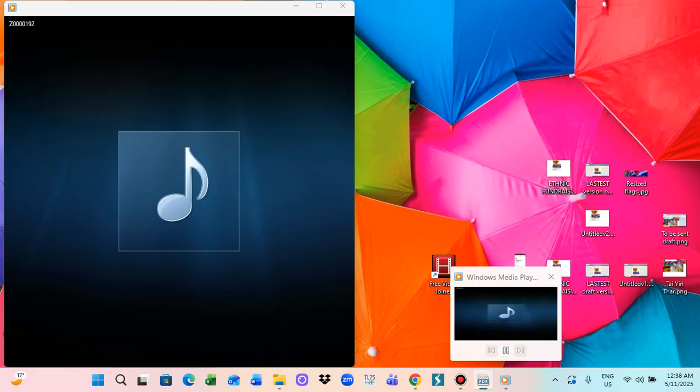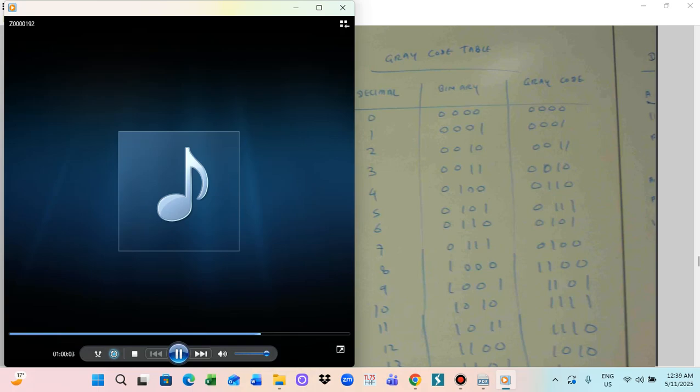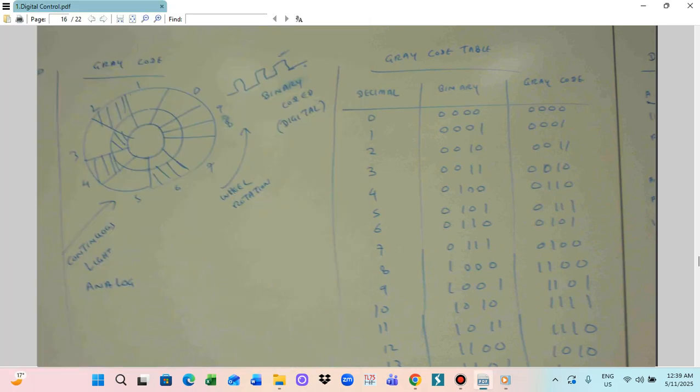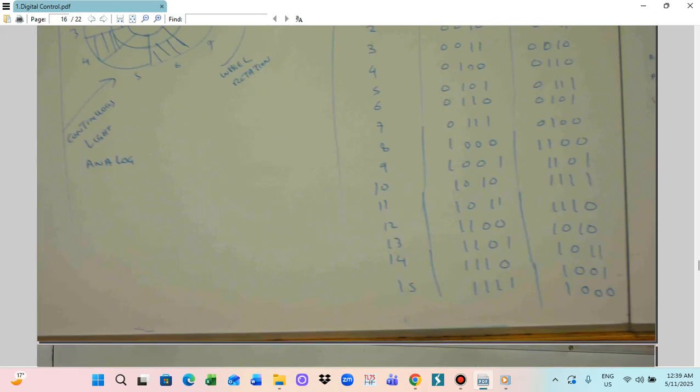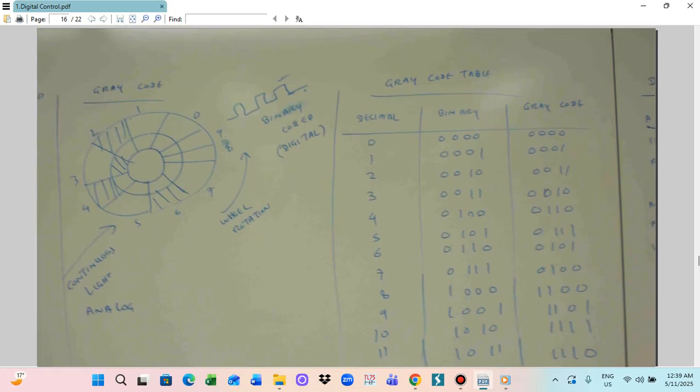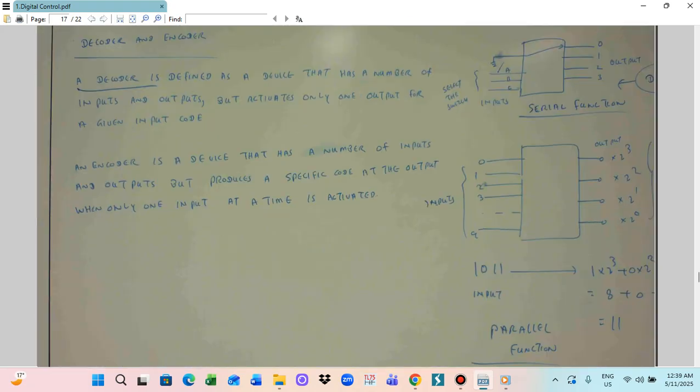So this is a gray code. Gray code means this one is continuous data, and you convert it to digital. So we use a gray code number. I also give you this gray code table: decimal, binary, and the gray code table. With this gray code table, the output number will come out like this. So this is for the gray code number.